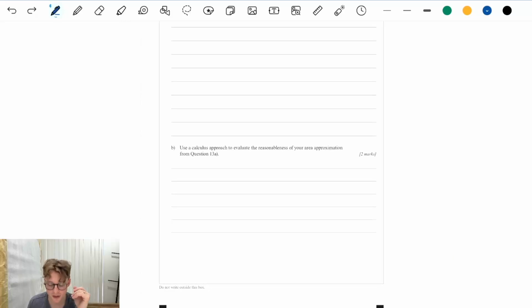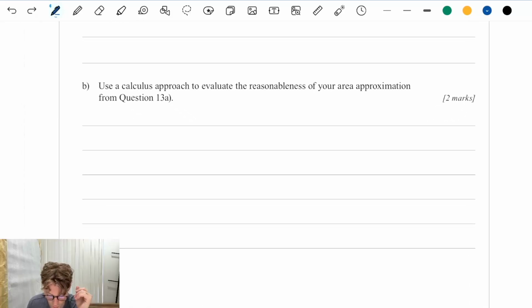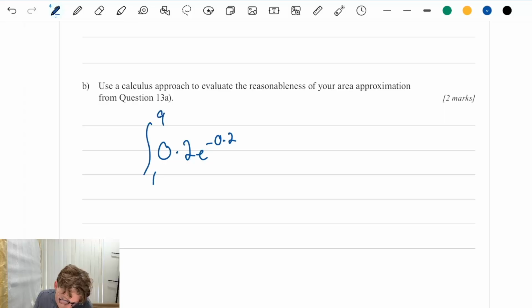Okay, so part B, use a calculus approach to evaluate the reasonableness of your area approximation from question 13a. So a calculus approach is literally just using your calculator to perform a definite integral. Your calculator can do definite integrals when it is in test mode. It can't do a general integral, but it can do a definite integral. Again, 0.2 e to the negative 0.2x. That is the function we are integrating.